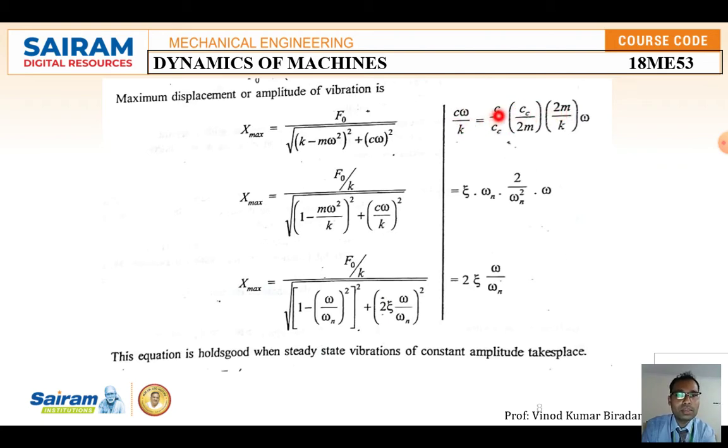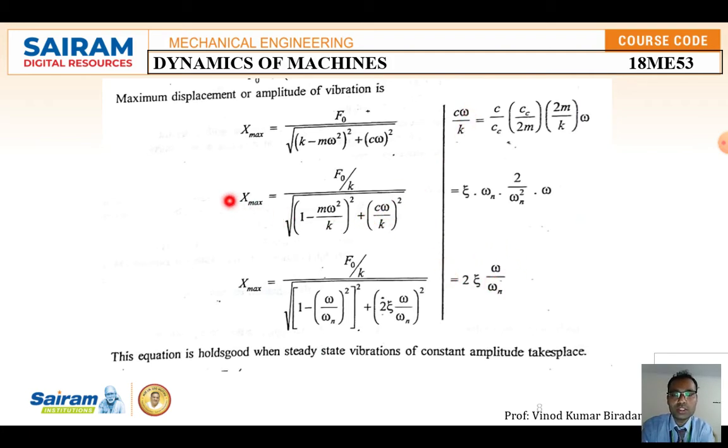Otherwise, c by cc is nothing but zeta, and cc by 2m we can write in terms of omega n. So like this we can also write it again, which is equal to 2 zeta, and omega n is going to cancel, giving 2 zeta omega by omega n. Wherever c omega by k is there, I am going to write this direct formula, 2 zeta omega by omega n. This is very, very important for solving the problems also. We have to remember these equations. If you know this, you can write it here directly.